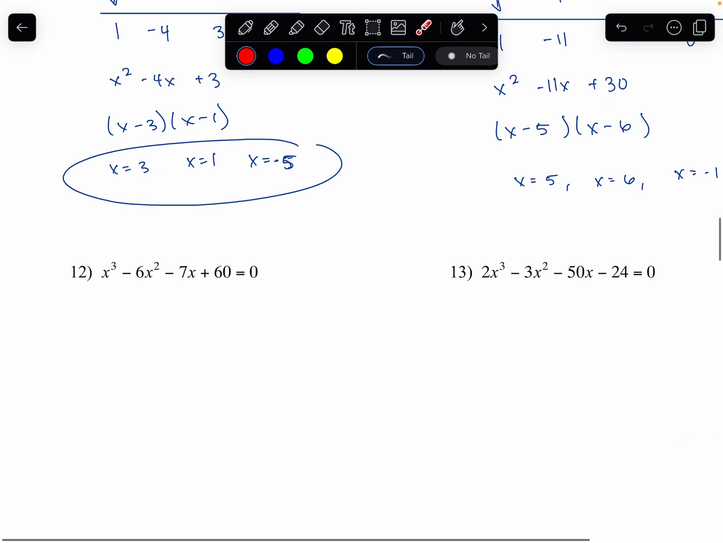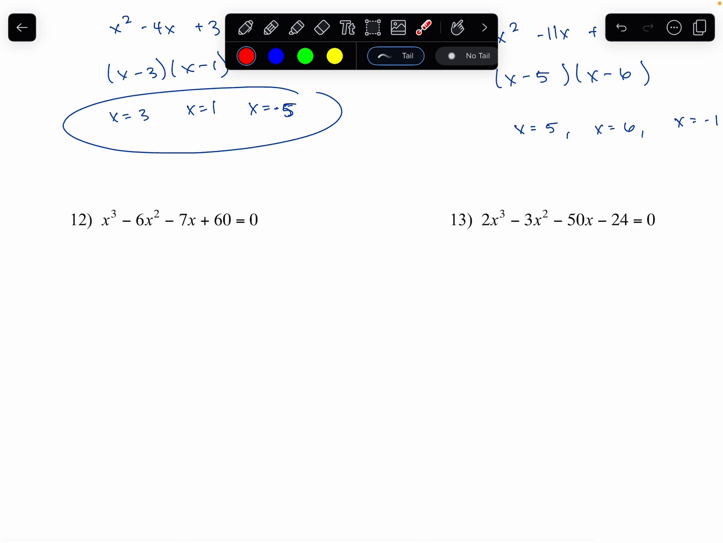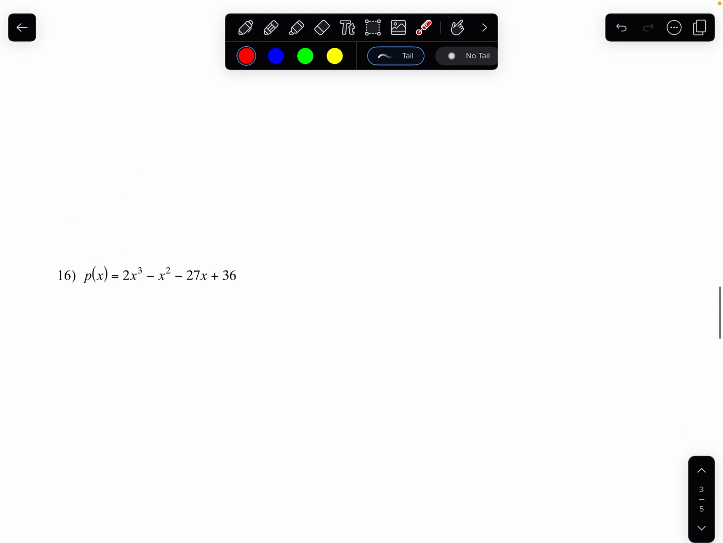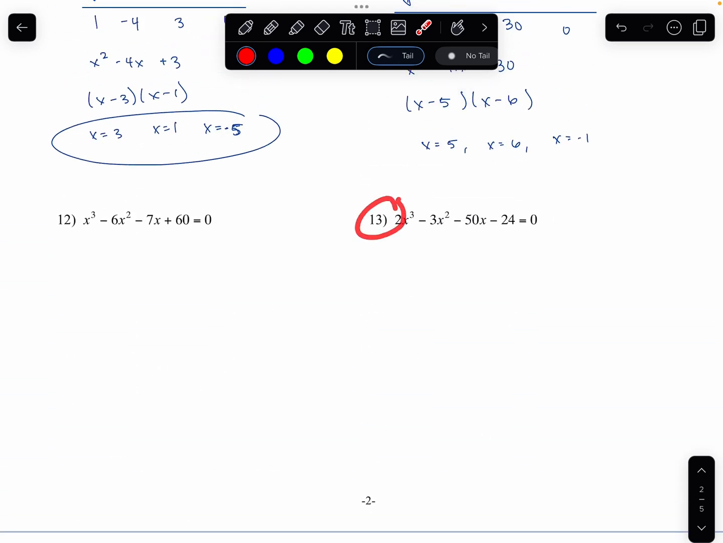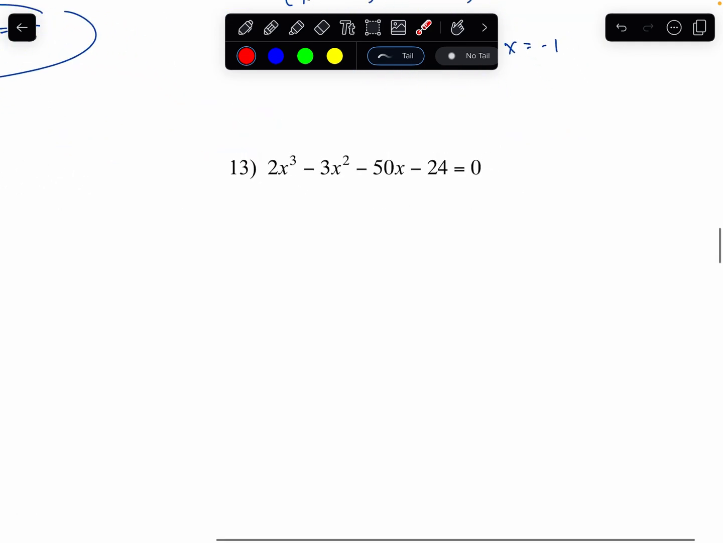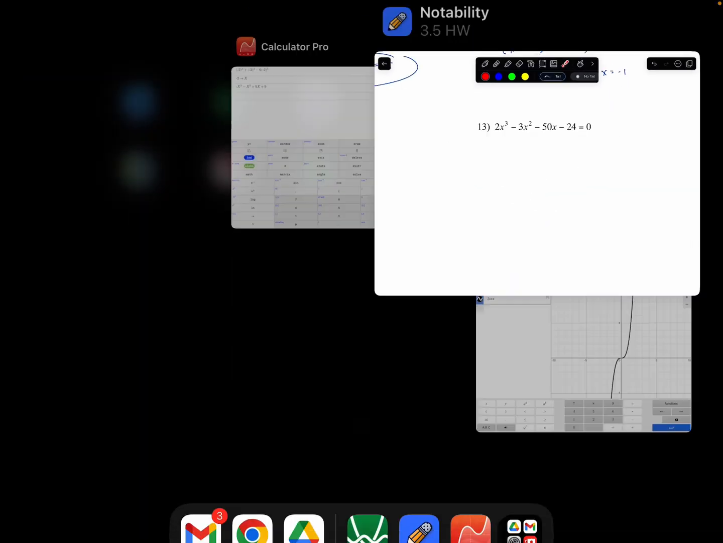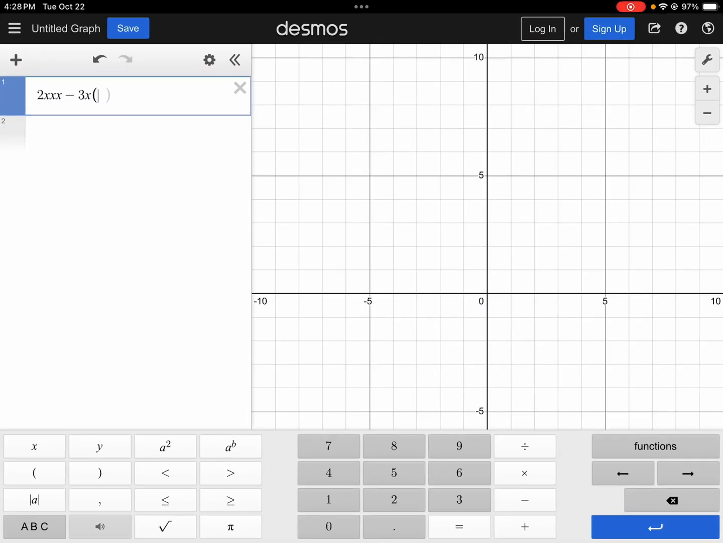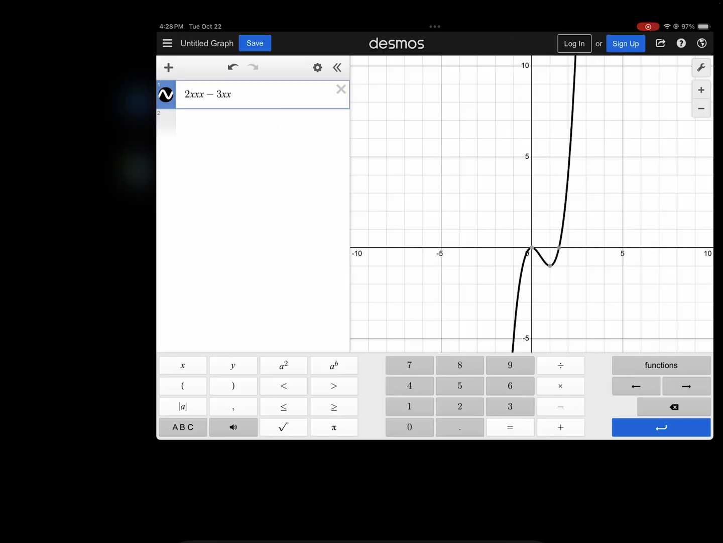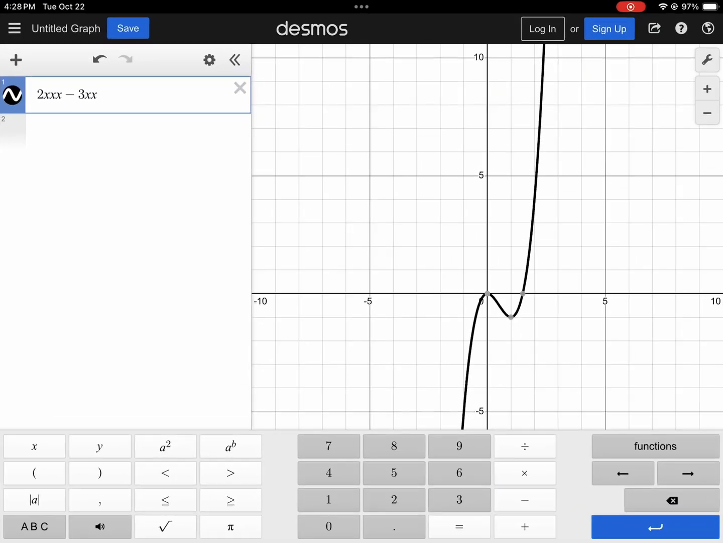Okay. I'm going to let you guys do 12. I'm going to do 13. So for 13, I'm going to get a 0 by graphing it. So we had 2x to the third minus 3x squared minus 50x minus 24.